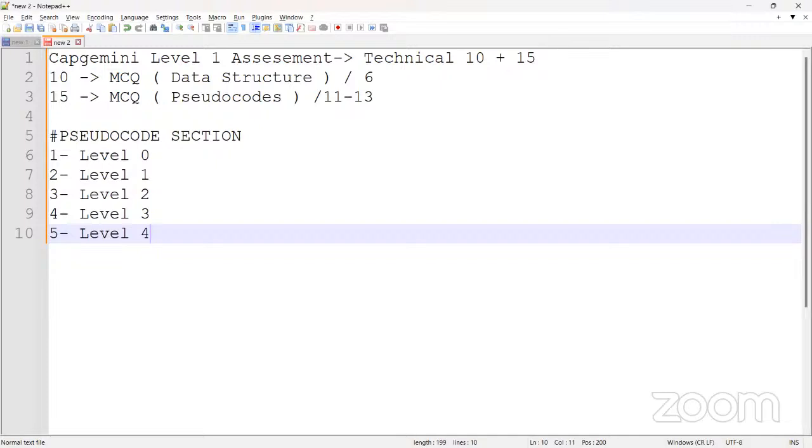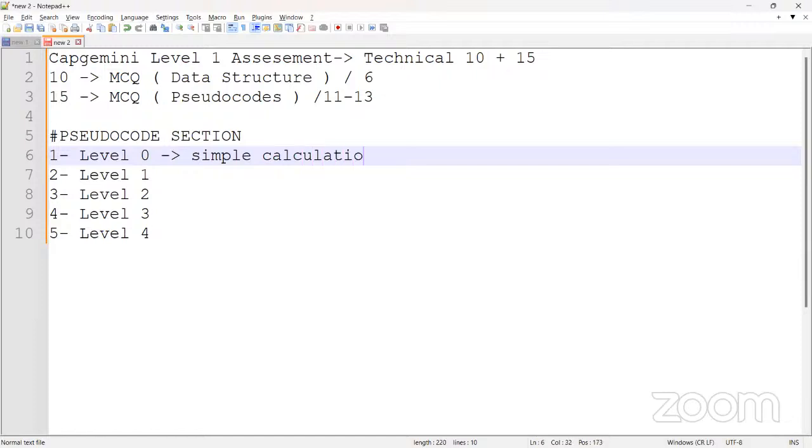So first of all, if I talk about level 0, what will it be? This will be simple calculations, and these simple calculations can be done using bitwise operators. Remember all the time, Capgemini pseudocodes really focus on bitwise operators and their implementation. Today in the first session, we are going to understand what these bitwise operators are and how I can solve some couple of examples using them, and we will try to solve each and every bitwise operator right here.